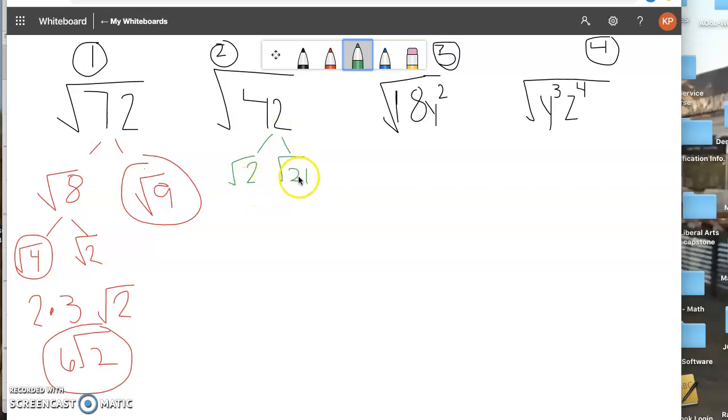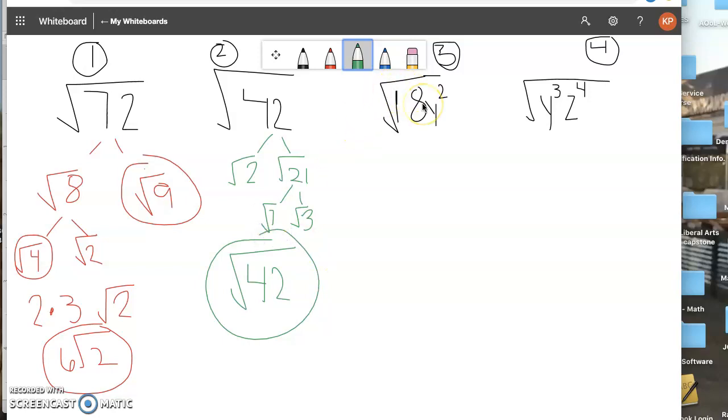Can I break down either of these further? Yes, I can continue to break down 21, and I can have 7 and 3. But are any of these numbers repeating, or are any of them perfect squares? No. So that means I can't break this down any further. The square root of 42 is already simplified, and there's nothing else you can do. So that would be your final answer.